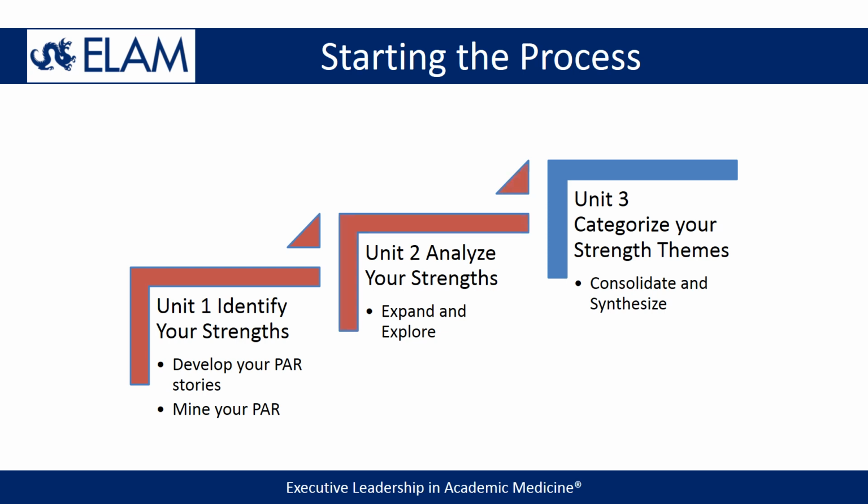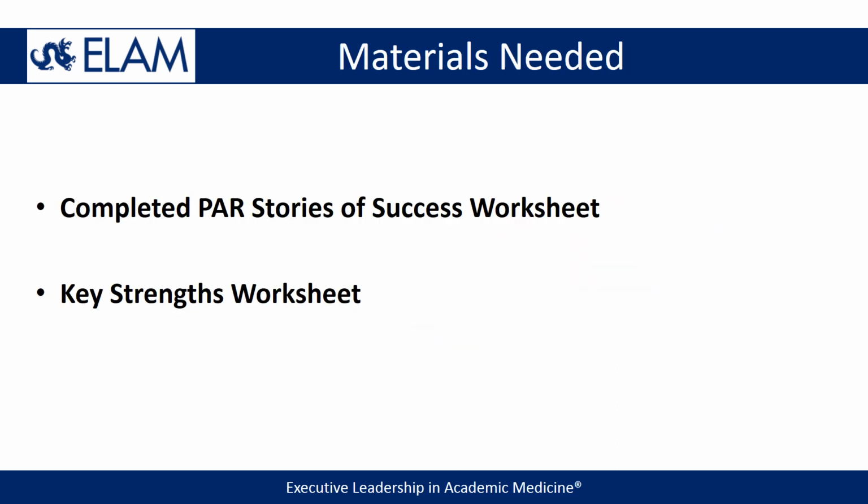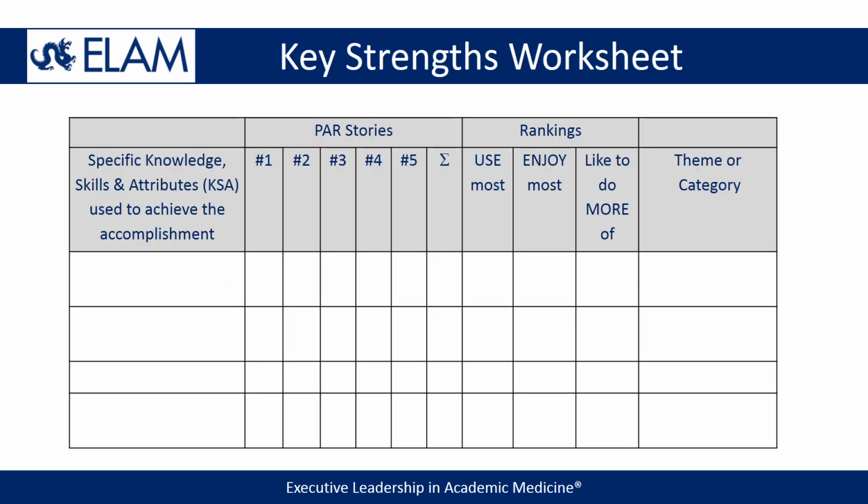Now in Unit 2, you will continue to explore, expand, and diverge in order to identify all of the skills, knowledge, and attributes that make up your transferable strengths, in other words, your core competencies. Please have your Key Strengths worksheet handy, as well as your completed PAR Stories of Success worksheet. Here is the Key Strengths worksheet from your workbook. To fill it out, go to your PAR Stories of Success worksheet where you mine your stories for strengths.